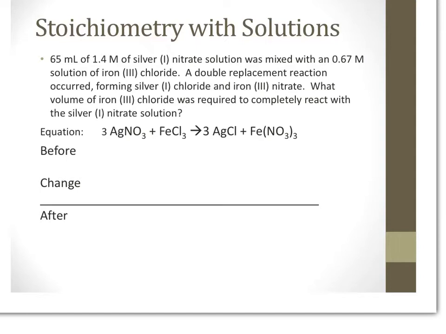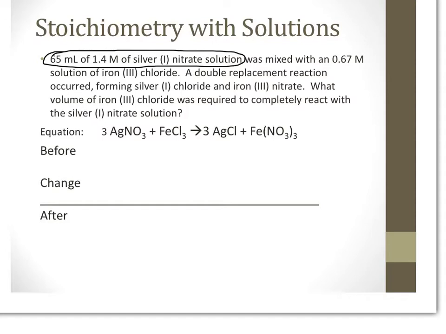So again, like all the other examples, we're going to start by just reading the problem and figuring out what it's asking, and then getting into units of moles. So we have 65 milliliters of 1.4 molar silver nitrate solution. So I'm going to circle that. Was mixed with a 0.67 molar solution of iron 3 chloride.